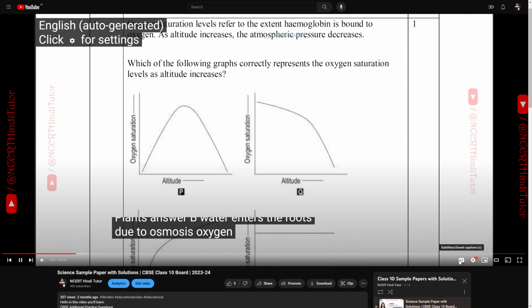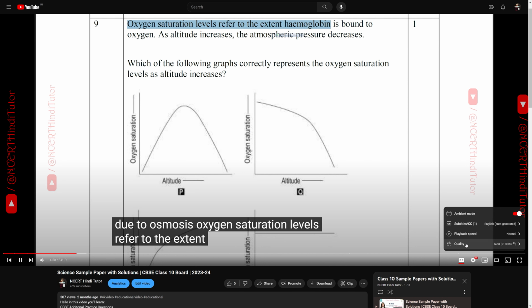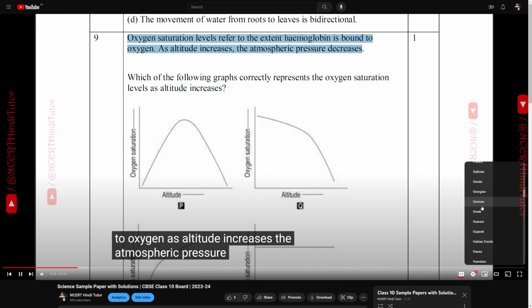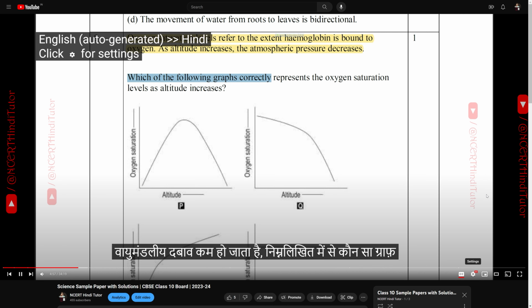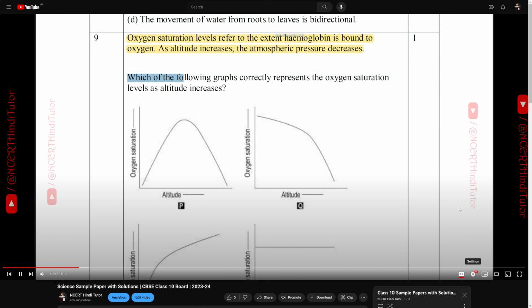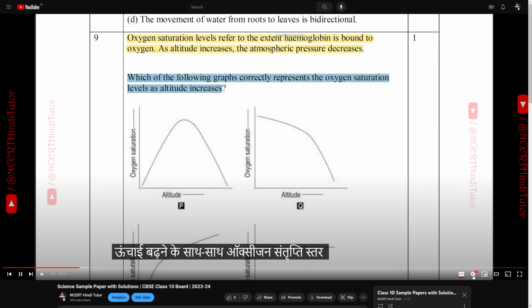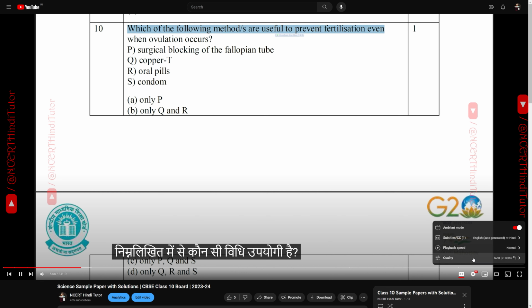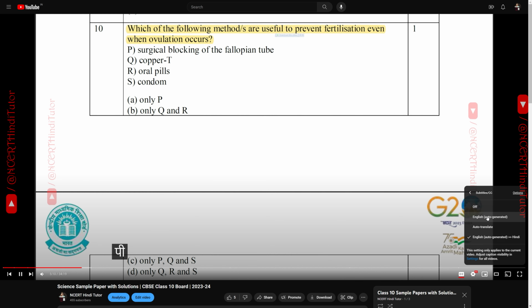And here's a nifty trick for everyone tuning in. Did you know you can customize your viewing experience by changing the subtitle language on YouTube? If you are more comfortable with subtitles in Hindi or any other language, simply go to the settings, choose your preferred language, and voila!